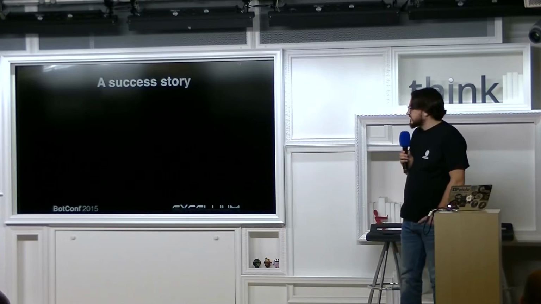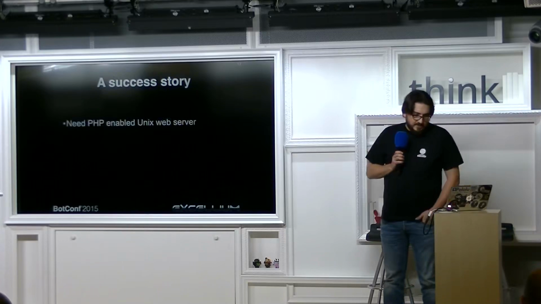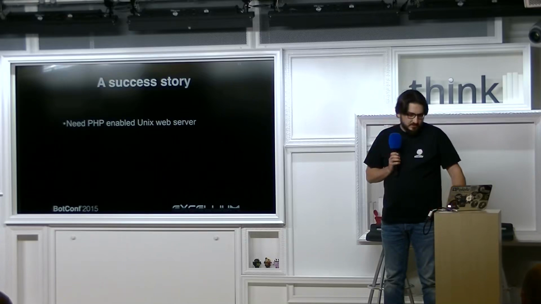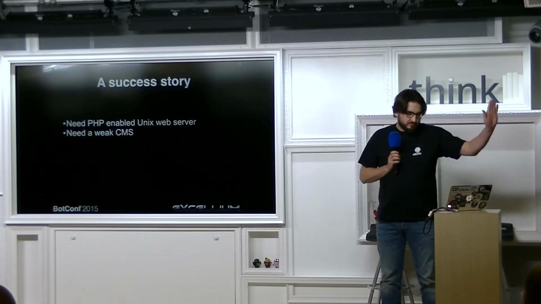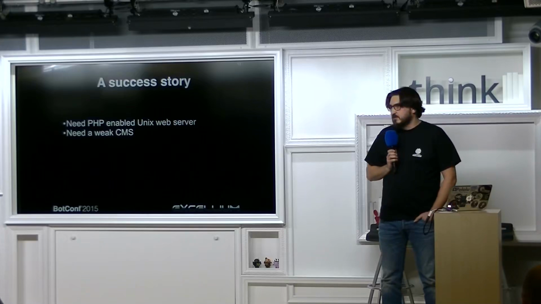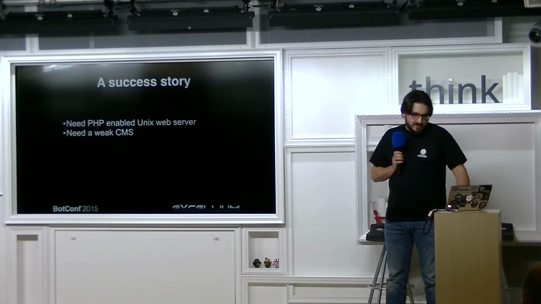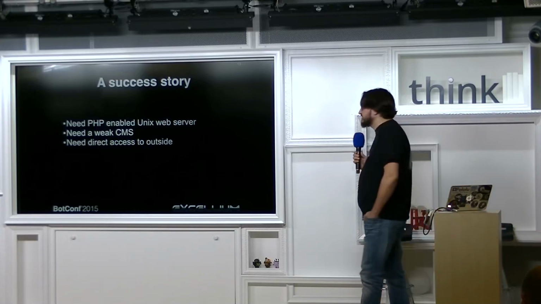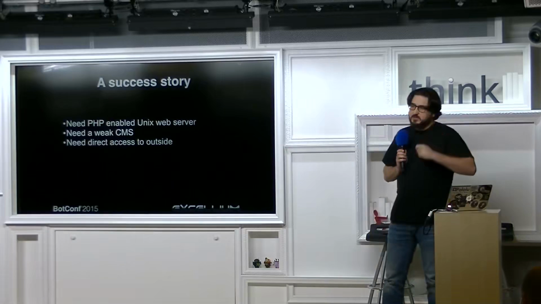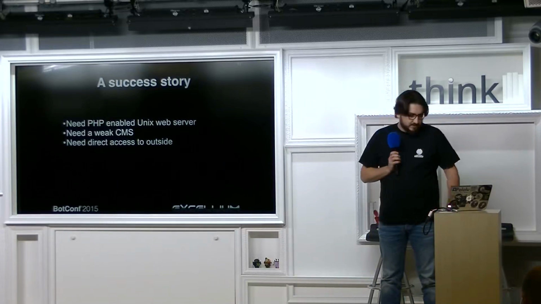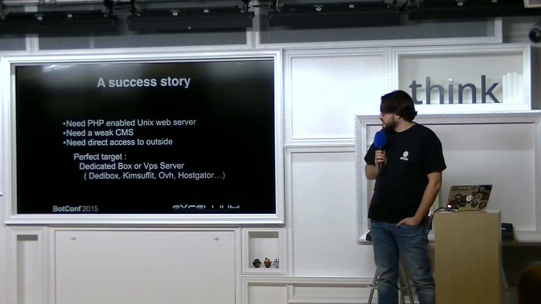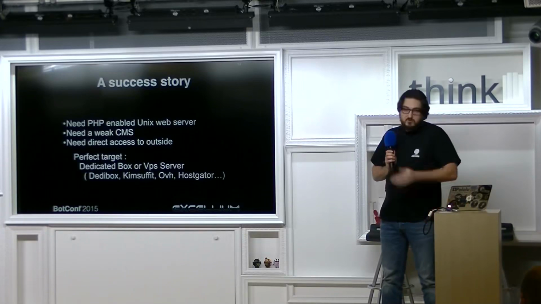For that to be successful, you need a PHP Unix web server, like one you may have at OVH and so on. You need a weak CMS because it heavily relies on CMS vulnerabilities. And your server needs direct access to the outside because, of course, the PHP script, the bot, is directly connecting back to the IRC server. So to be successful, the perfect target is, of course, some dedicated box, VPS servers, like OVH, but others.